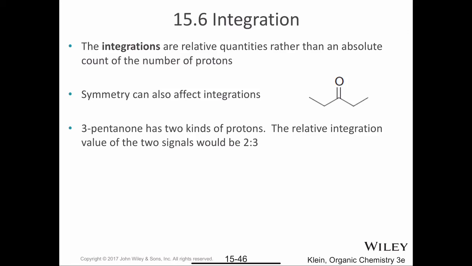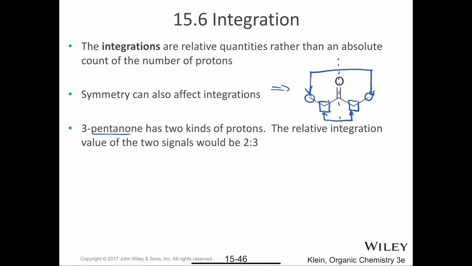Symmetry can also affect integrations. So if we take a look at this compound here, this is called 3-pentanone, this ketone that's shown right here. It says 3-pentanone has 2 kinds of protons, and that's because of the symmetry that runs through the molecule here. So that means that these 2 methylenes are chemically equivalent, as are the 2 methyl groups. So the 6 protons in those 2 methyl groups, those are going to be chemically equivalent as well. So if I was to measure the relative integration value for the 2 signals that I would get in this proton NMR spectrum, the ratio of those 2 signals would be 2 to 3.